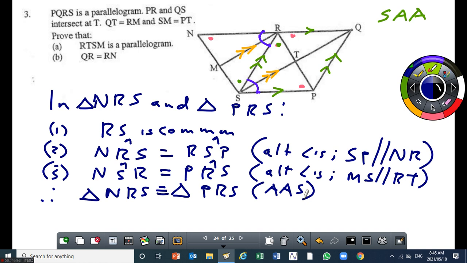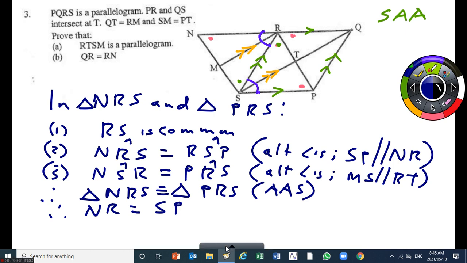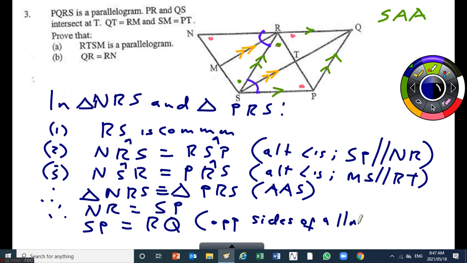Now, from here I can say, therefore, NR is equal to SP. But that's not what I want. The good thing is, I know that PQRS is a parallelogram. Therefore, the opposite sides are equal. So, my next statement is to say, SP is equal to RQ. And the reason here will be opposite sides of a parallelogram.